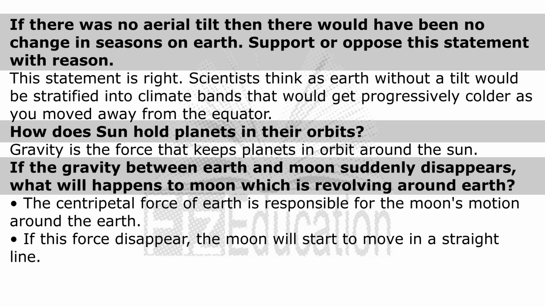How does Sun hold planets in their orbits? Gravity is the force that keeps planets in orbit around the Sun. If the gravity between Earth and Moon suddenly disappears, what will happen to the Moon, which is revolving around Earth? The centripetal force of Earth is responsible for the Moon's motion around the Earth. If this force disappears, the Moon will start to move in a straight line.